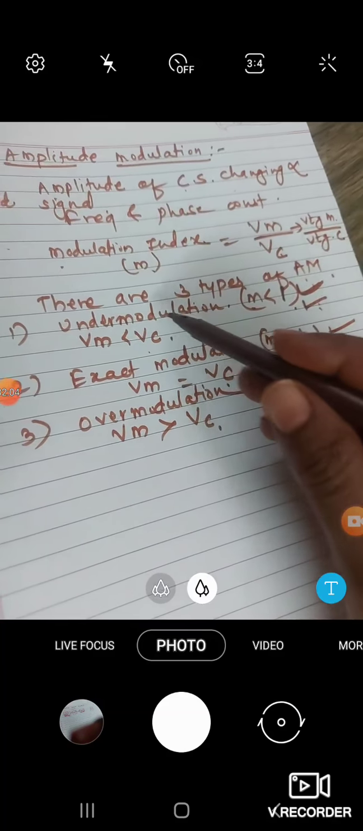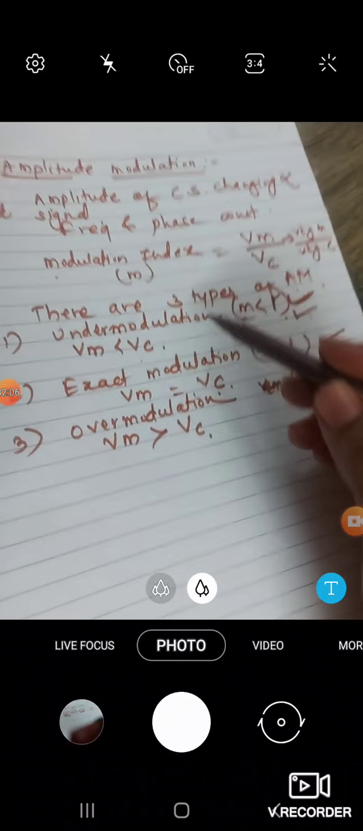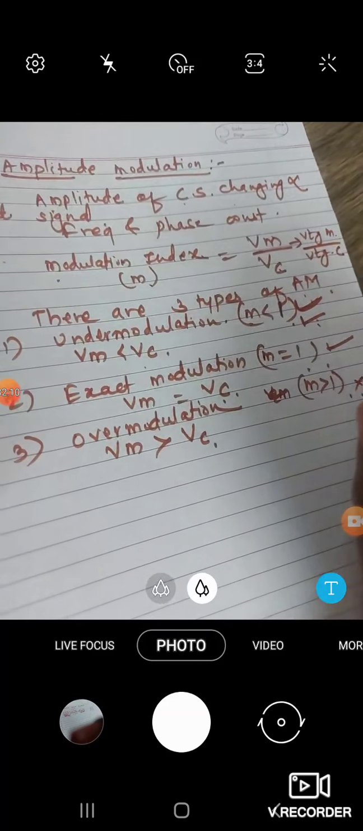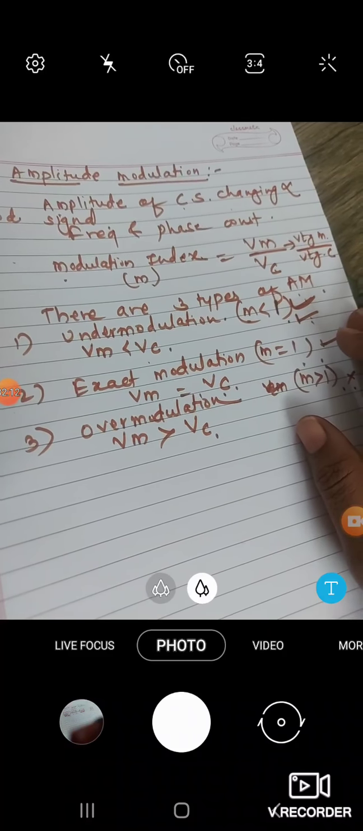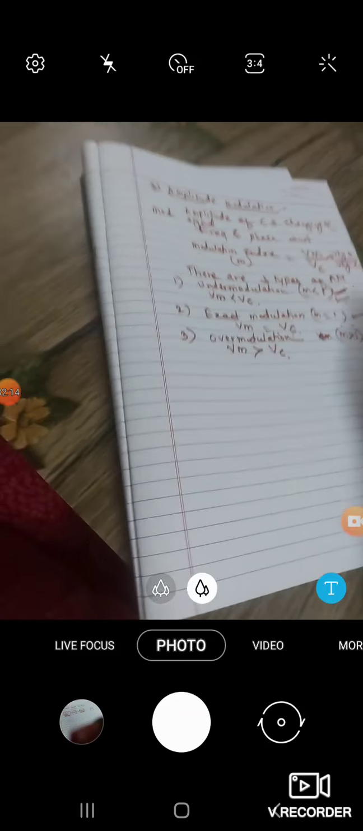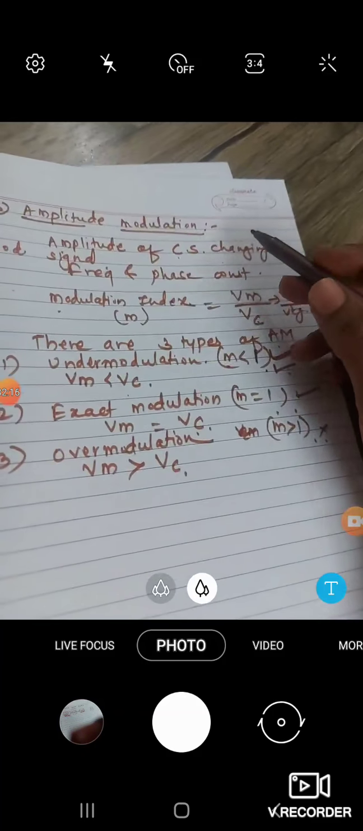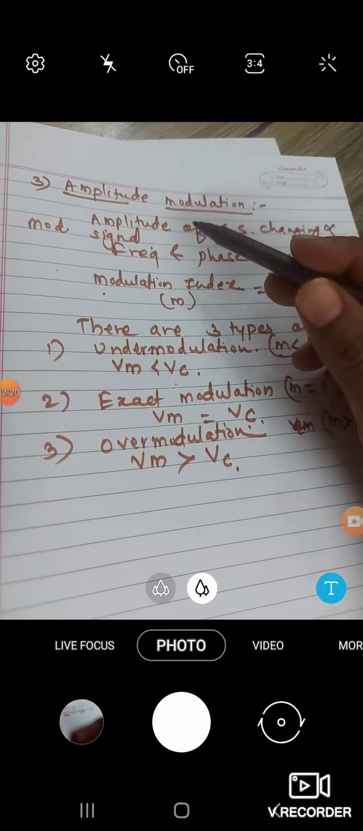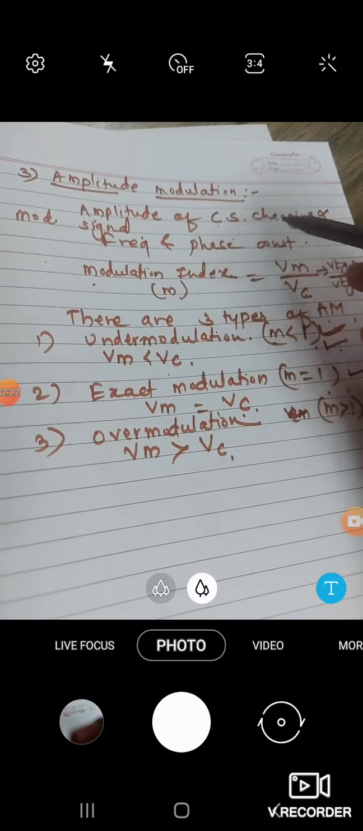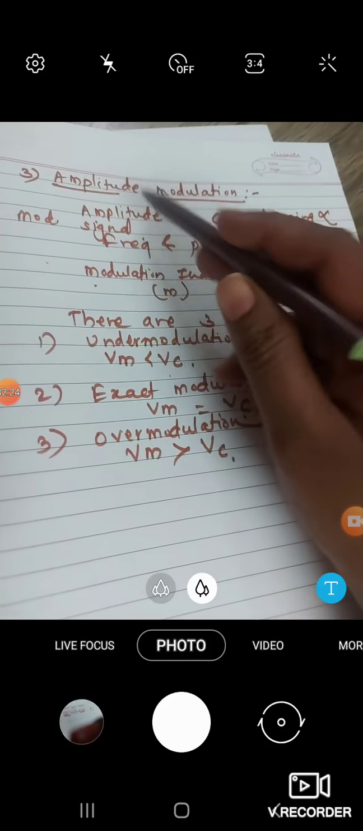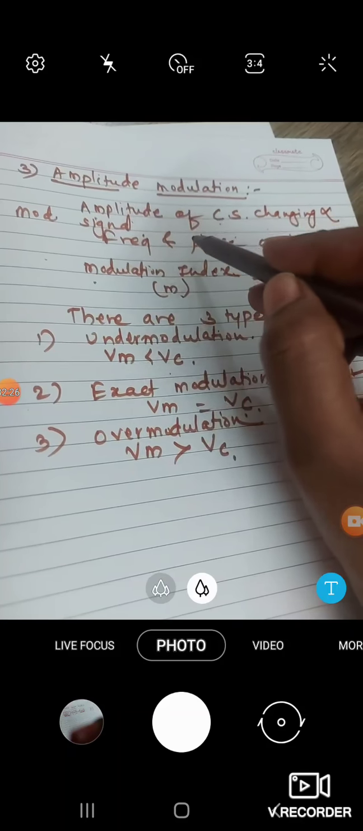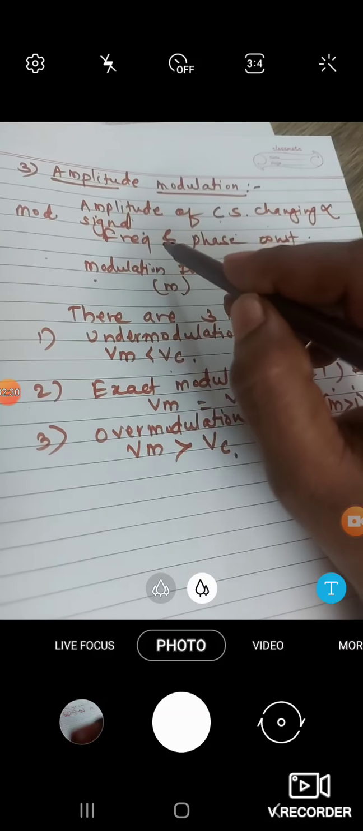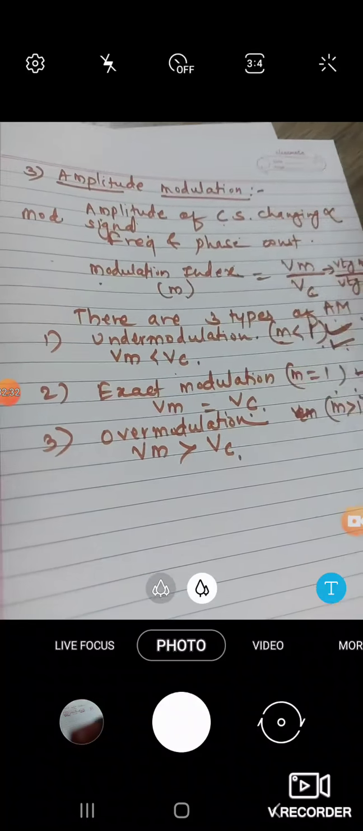Okay, so this is the concept of the three cases in AM. Once again I am repeating: in phase modulation, the phase changes, and frequency and amplitude remain constant. In frequency modulation, only the frequency changes, and phase and amplitude remain constant. And in amplitude modulation, the amplitude of the signal changes, and frequency and phase remain constant.